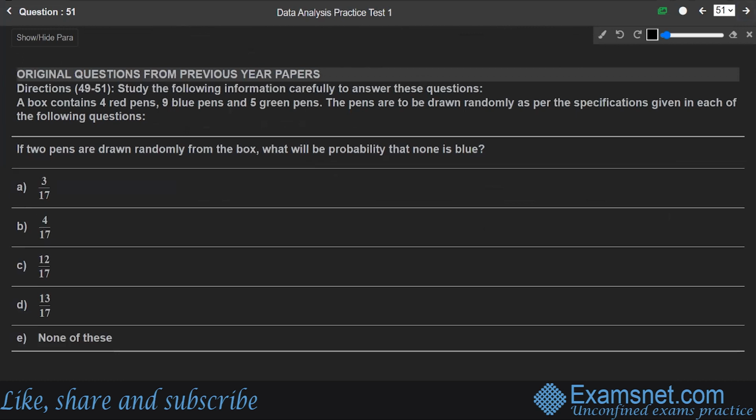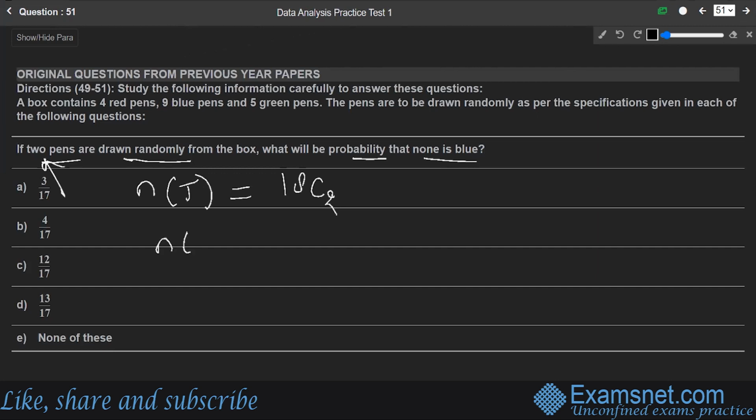Now, he's saying the same question continues. 2 pens are drawn randomly from the box. What will be the probability that none is blue? First of all, the total number of outcomes. How many pens have been picked up? 2. Total pens are 18. In how many ways out of 18, 2 can be picked up is simply 18C2. So that is the denominator, the total number of outcomes.